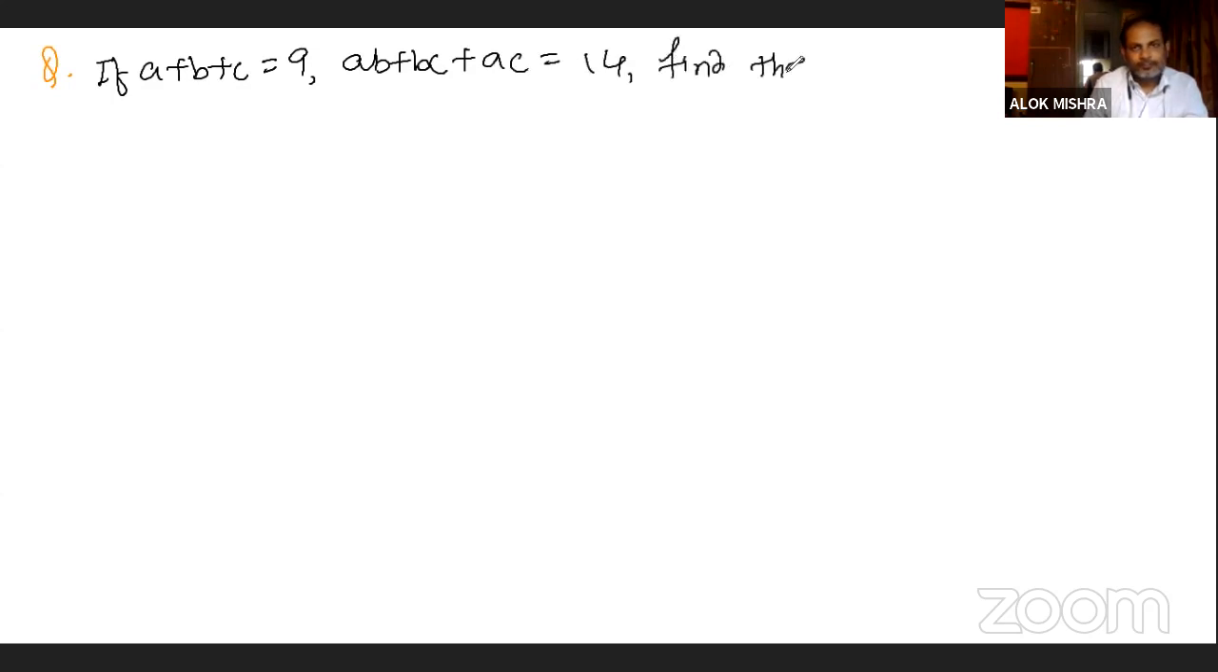A question. Given that a plus b plus c is equal to 9, now the value of ab, bc and ca is given: ab plus bc plus ac is equal to 14. I have to find the value of a square plus b square plus c square. So the formula remains the same.